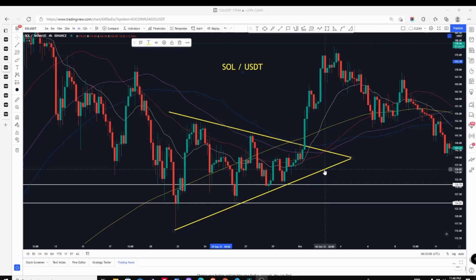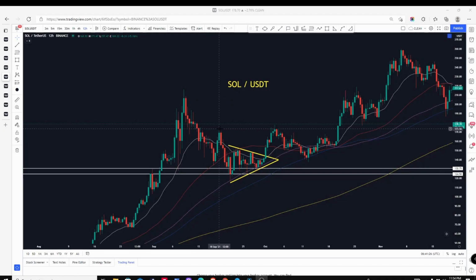Now here's an example of a trend line being part of a larger pattern. So this is the sold chart on the 4-hour. And if you look, I have an upper trend line with 1, 2, 3 touches. And I have a lower trend line with 1, 2, 3, 4 touches. And it's making up this large symmetrical triangle.